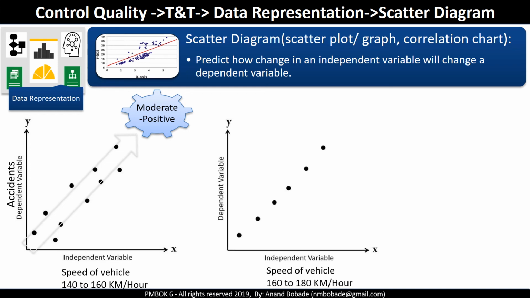Let's look at another graph. In this case, we are analyzing speed between 160 km per hour to 180 km per hour. And observe the pattern, and you can see as speed increases, accidents are also increasing rapidly. This shows strong correlation, and both are positive correlations as there is an upward sloping pattern.